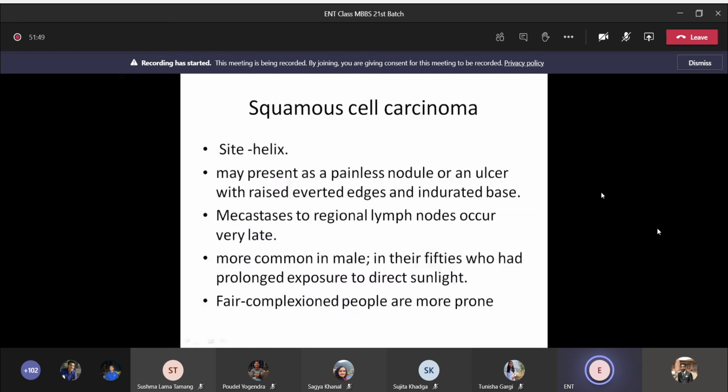The squamous cell carcinoma, the site is usually the helix. It may present as a painless nodule or an ulcer with raised everted edges and an indurated base. There could be metastasis to regional lymph nodes. It is very common in males in their 50s who had prolonged exposure to direct sunlight. It is common in fair complexion people.